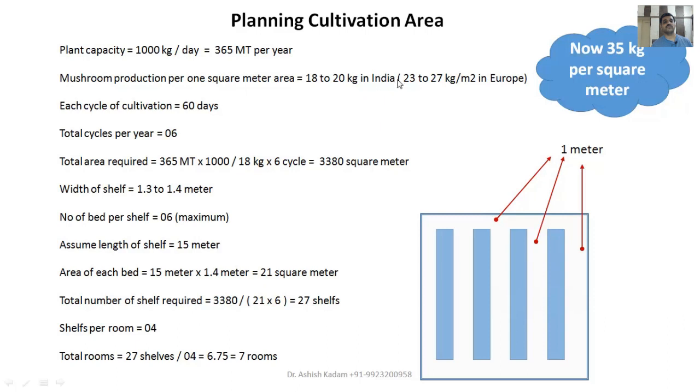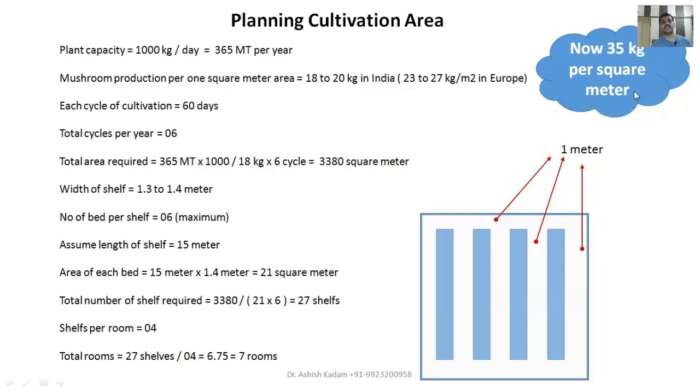If you see this number, in India our yield per square meter is 18 to 20 kg. But if you go to Europe, Canada, or China, then people are getting yield at this number, 23 to 27 kg per square meter. In fact, it is interesting to know that a few farms have even reached 35 kg of button mushroom per square meter of area. So this is the yield people have achieved.